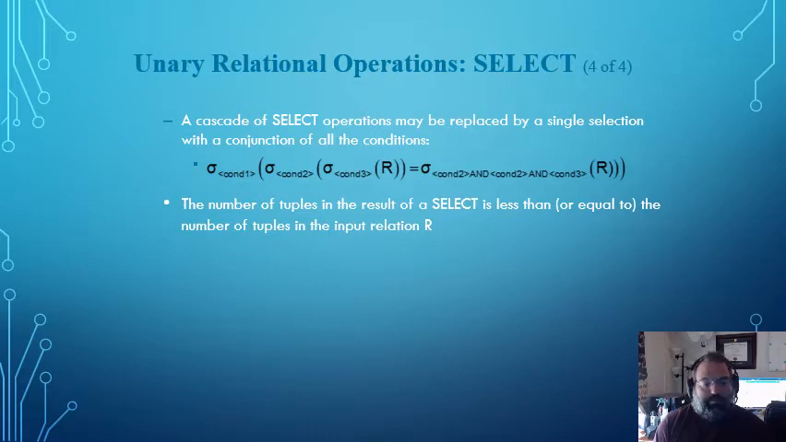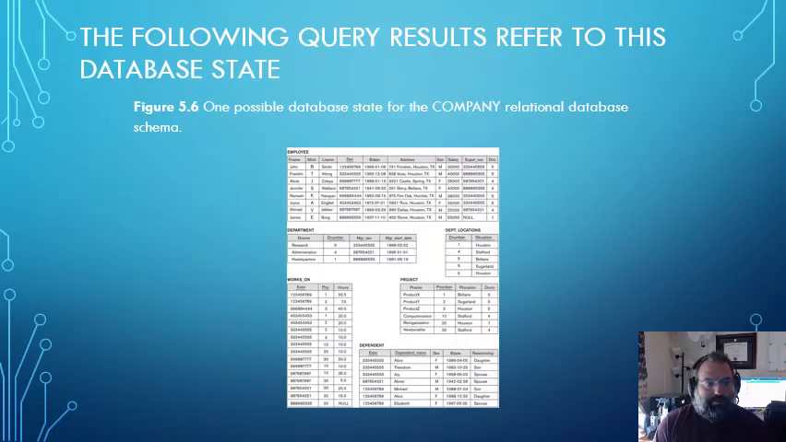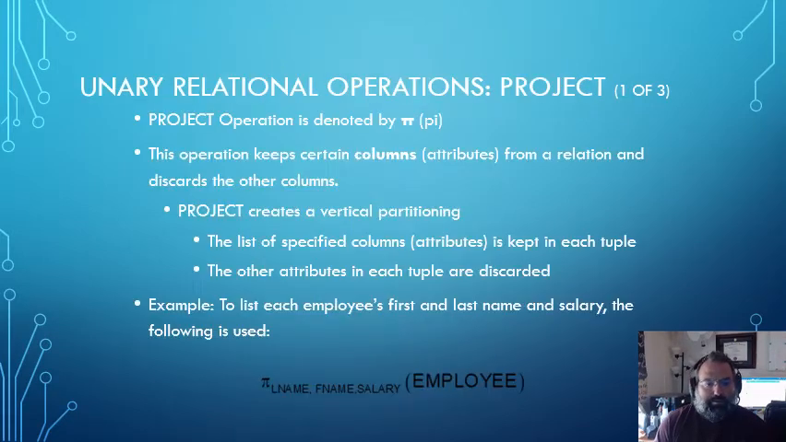The number of tuples in the results of the select is less than or equal to the number of tuples in the input relation R. So it's going to be at most the same as is in there initially, but likely will be less depending upon the conditions. The following query results refer to the database state that we also discussed back in figure 5.6.